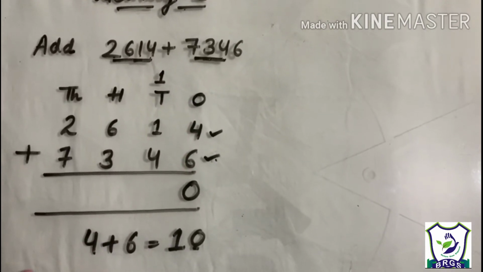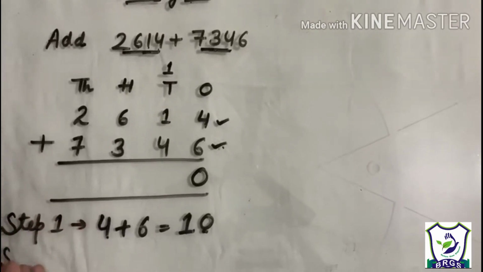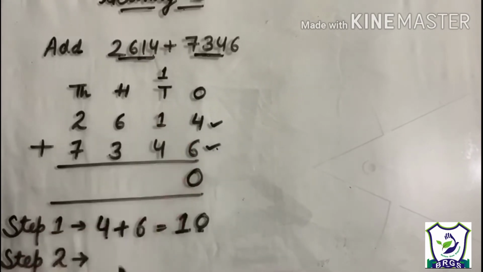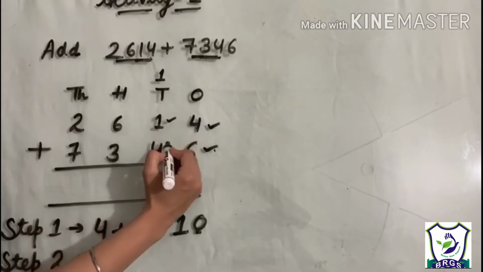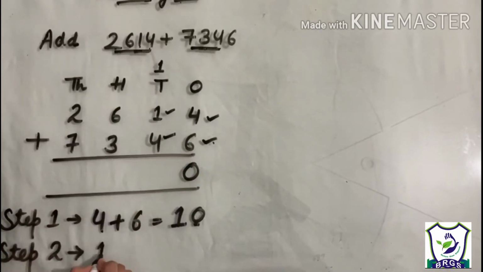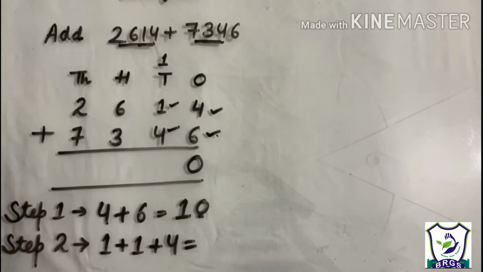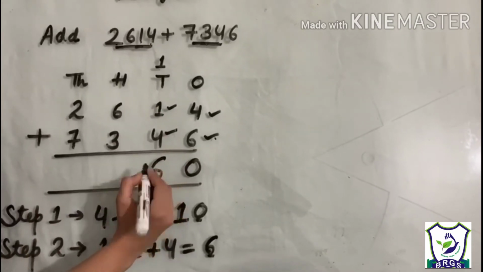This is our step 1. Now our step 2 is to add the tens digits. These are the tens digits, 1 and 4, and we will also add the carry over ten. It will be 1 plus 1 plus 4. What does it become? It becomes 6. So we will write the 6 in the tens column.